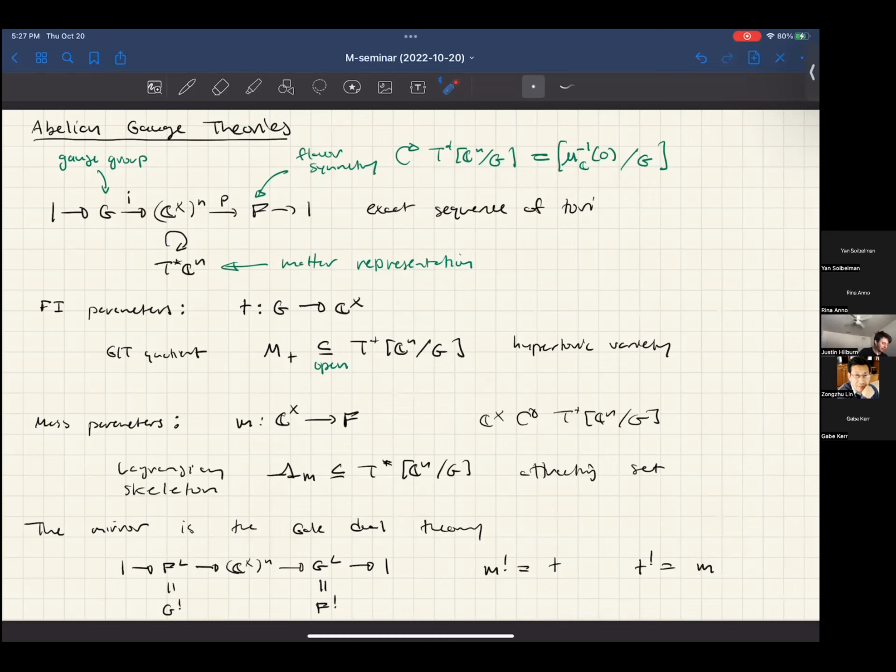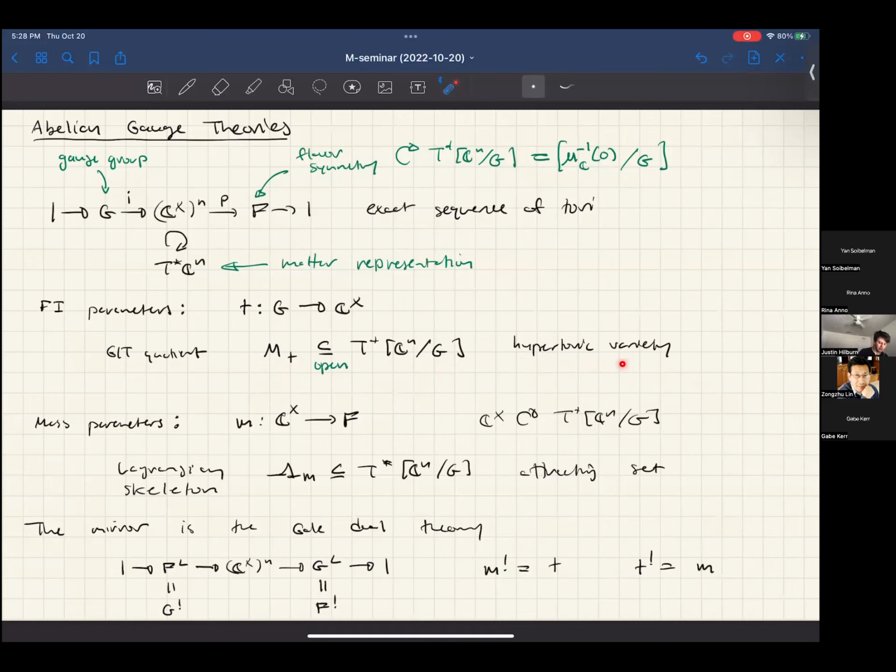There are some parameters in this theory. These are going to let us get away from stacks and go to ordinary manifolds. The first one is called the FI parameter, but it's just a GIT parameter. It's just a character of our group G. By well-known GIT, this determines an open subset inside of this cotangent stack, which is our GIT quotient. And this is what's called a hypertoric variety.